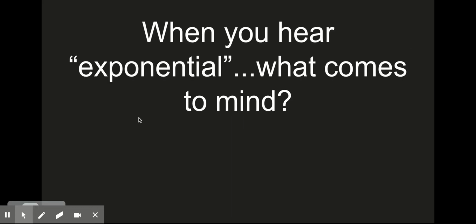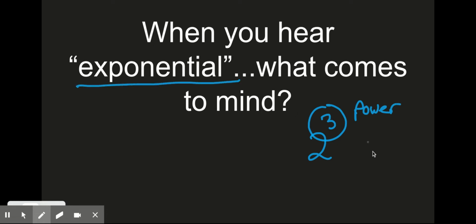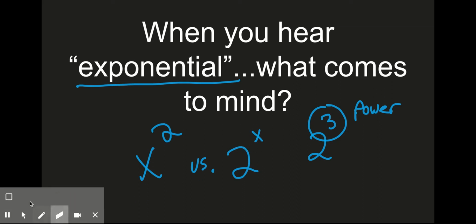So when you hear exponential, what comes to mind? That's a good question to think of. Hopefully you're thinking, oh, well, I know what exponents are, like 2 to the third. That's an exponent, otherwise known as a power. So an exponential function is going to be a function where instead of having something like this, that's a quadratic, that's exponential, where the actual exponent is the variable, is what we're going to be manipulating.